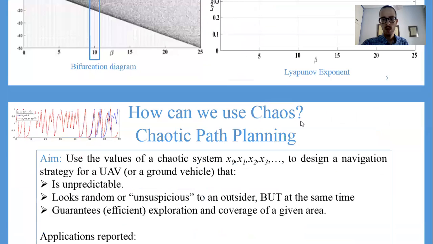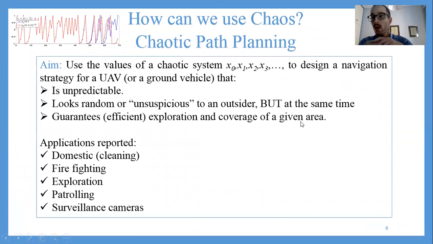Now, specific application: chaotic path planning. What is it? How can we use it? The aim here is this. We need to use the values of the chaotic system we showed previously, the ones I plot here, and use them somehow to design a navigation strategy for a UAV or a simple ground vehicle in a way so that we design a motion that is, first of all, unpredictable.